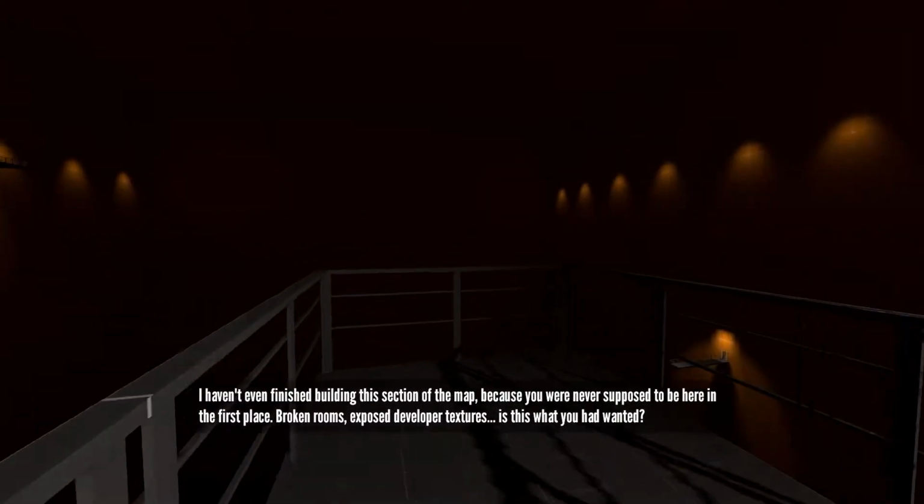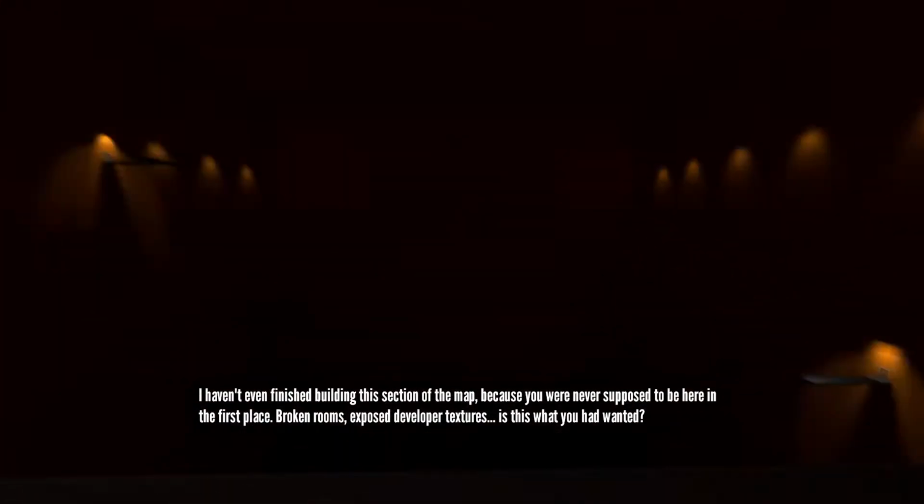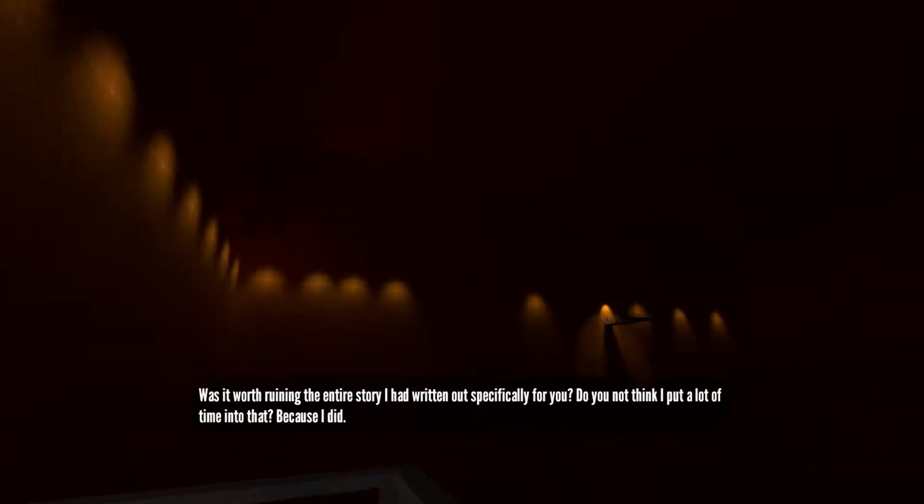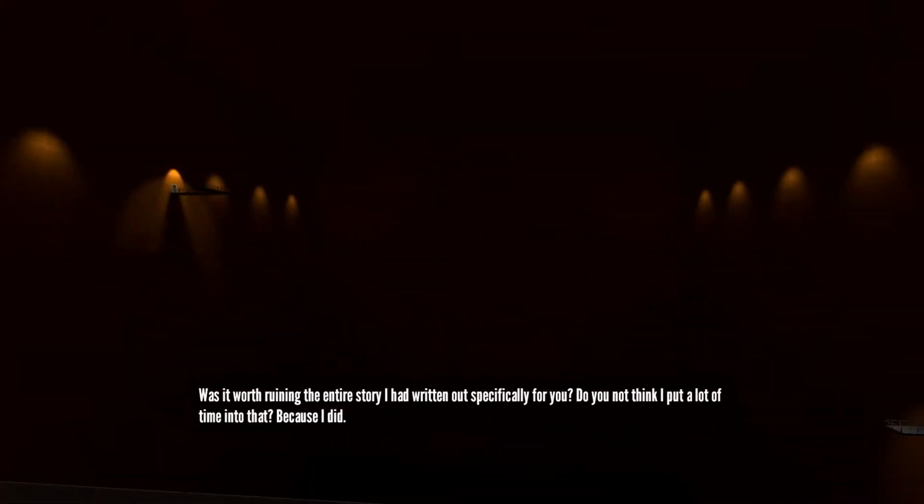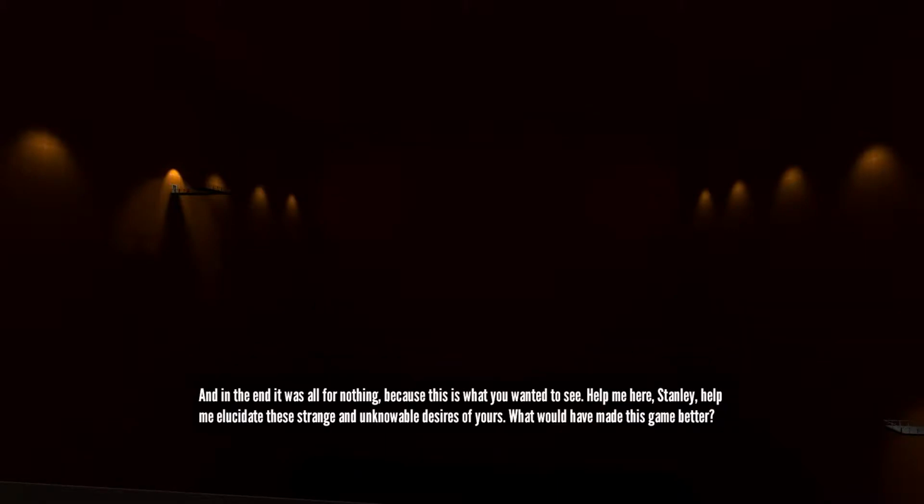Broken rooms, exposed developer textures. Is this what you had wanted? Was it worth ruining the entire story I had written out specifically for you? Do not think I put a lot of time into that, because I did. You did. And in the end, it was all for nothing, because this is what you wanted to see. Help me here, Stanley. Help elucidate these strange and unknowable desires of yours.